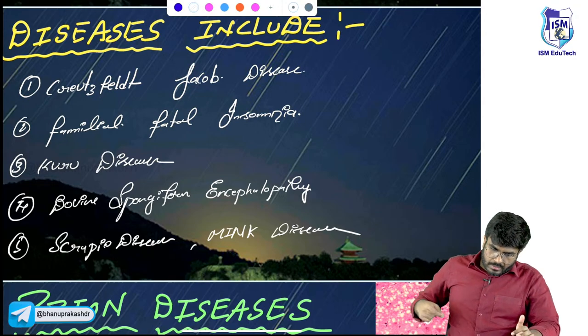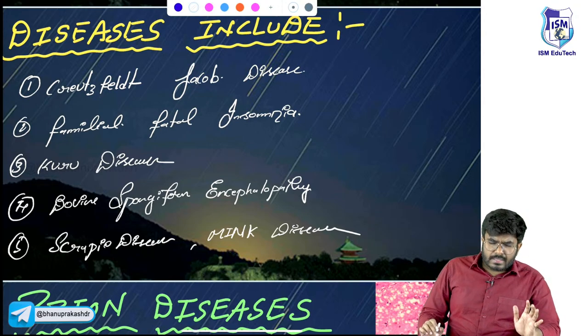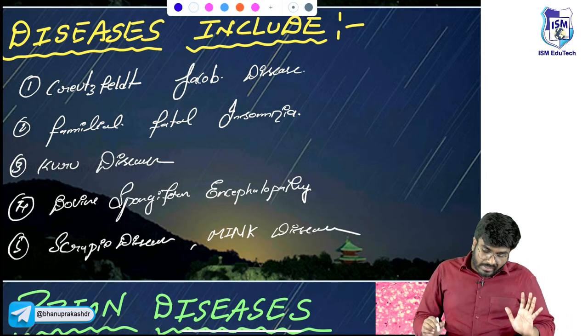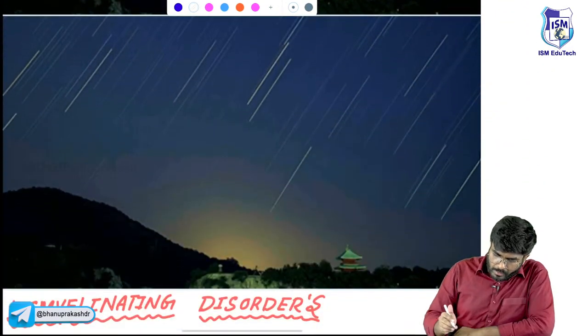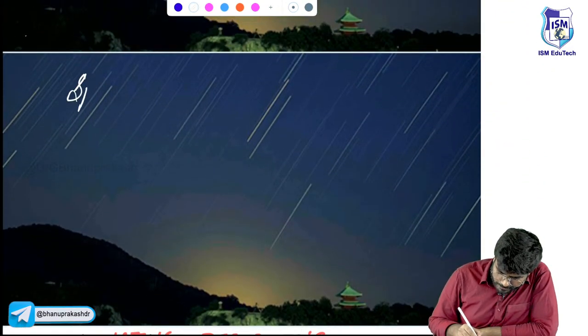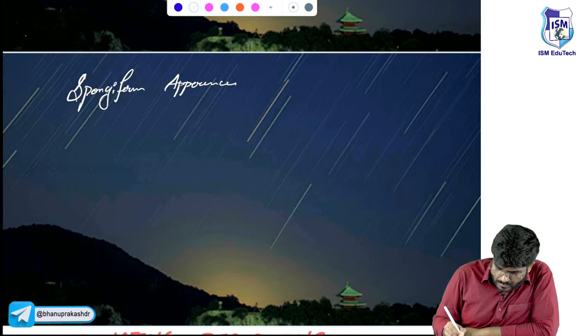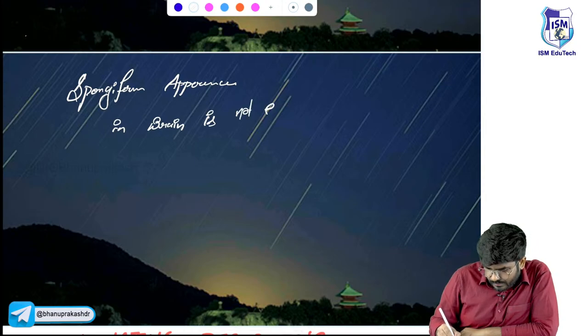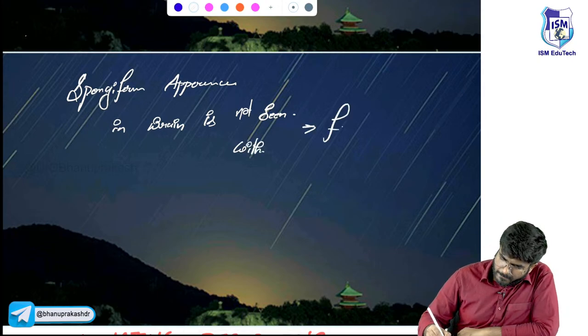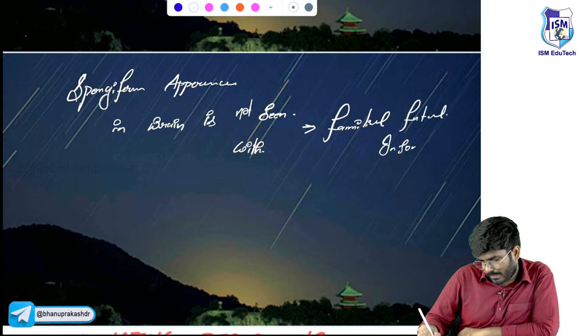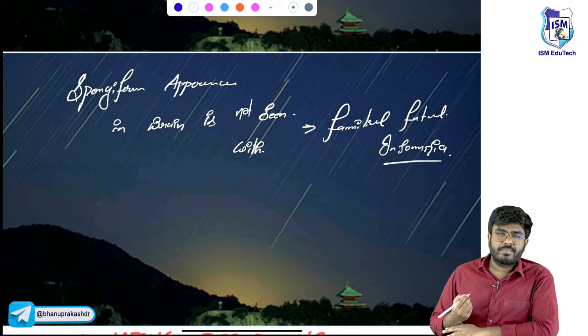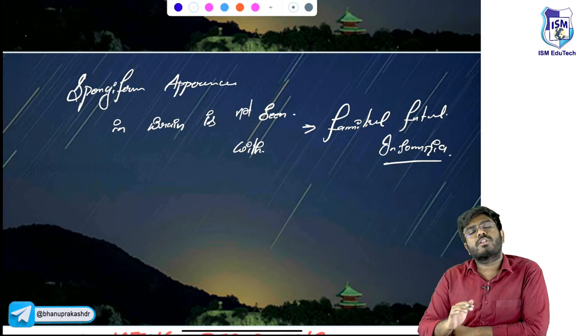Now, one important MCQ. All of them affect the brain, but one disease does not show the spongiform appearance. The spongiform appearance in the brain is not seen with which disease? Familial fatal insomnia. It is a Prion disease, but there the spongiform appearance of the brain is not seen.